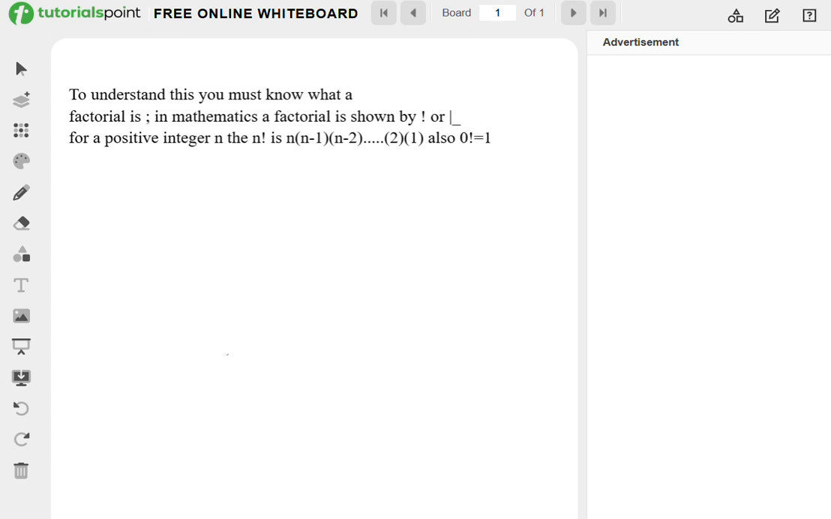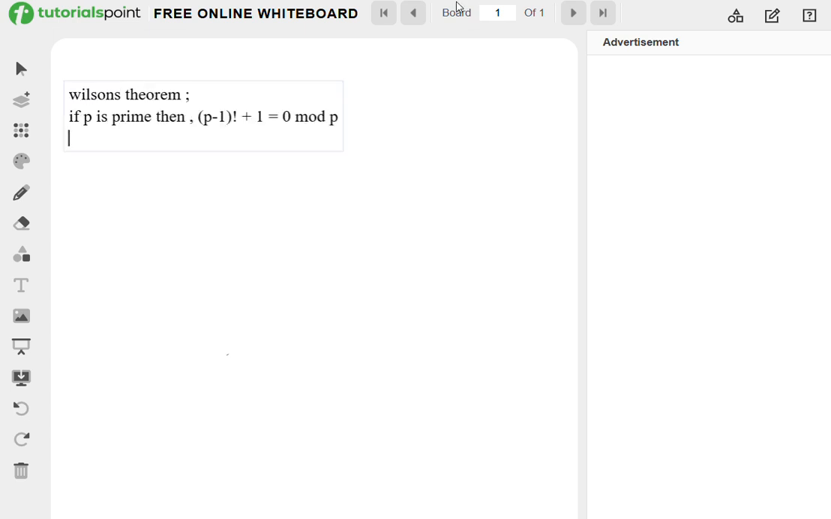That's it. Next, let's move on to Wilson's theorem now. Wilson's theorem says that if p is a prime, then p minus 1 factorial plus 1 is always congruent to 0 mod p. Now this can be proved. If we put the smallest prime, which is 2, in as p, then 2 minus 1 factorial plus 1 is congruent to 0 mod p.